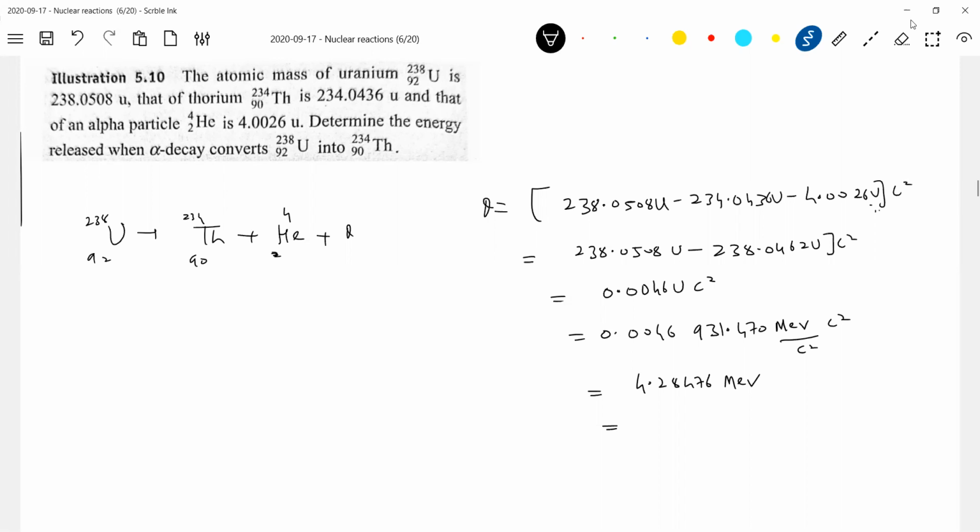In electron volts. If you want to convert into joule, you can convert it. Mega is 10 to the power of 6, charge of electron 10 to the power of minus 1.6. Then you get it in terms of joule. This much energy is released in this particular reaction.